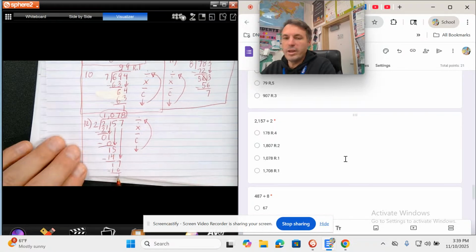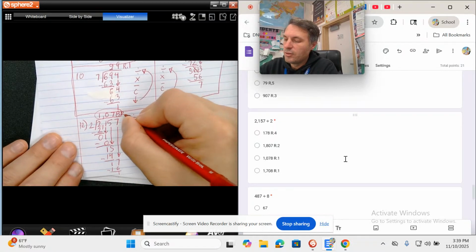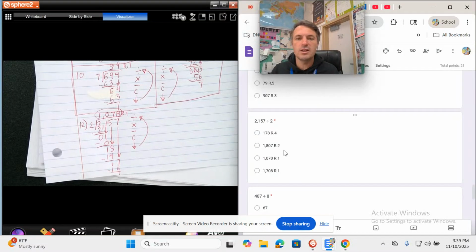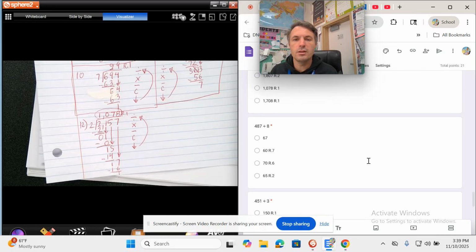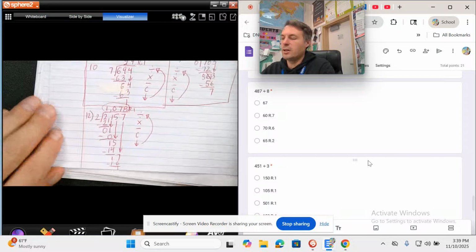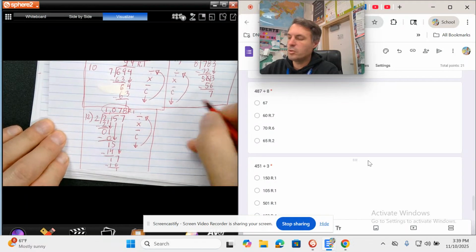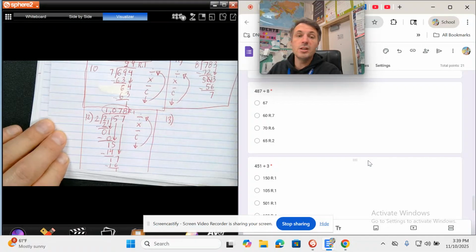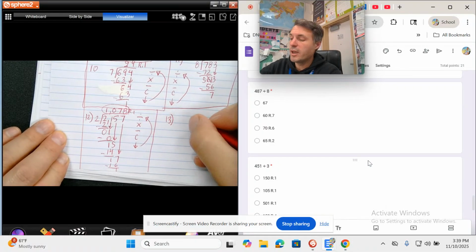Oh, remainder 1. 1,078, remainder 1. Again, sometimes I like to get things wrong just to see if you're paying attention. So it looks like it should be this answer right here, 1,078, remainder 1. Okay, next one. Box off that work we did for number 12. Put number 13. Remember, you should be writing everything I write.